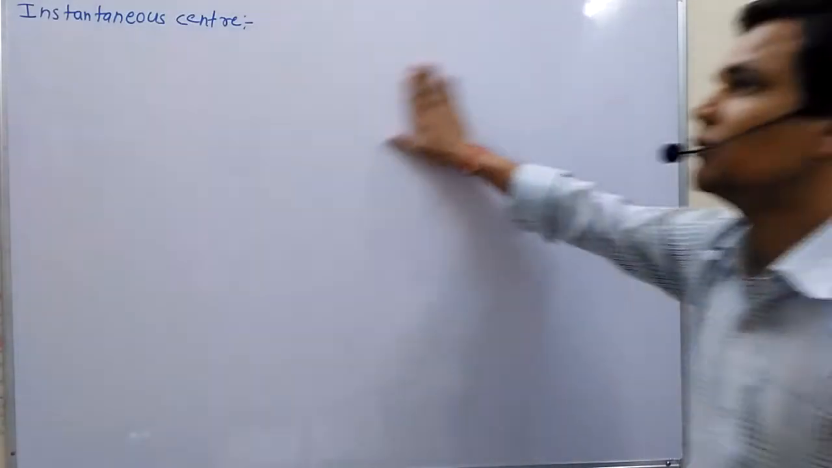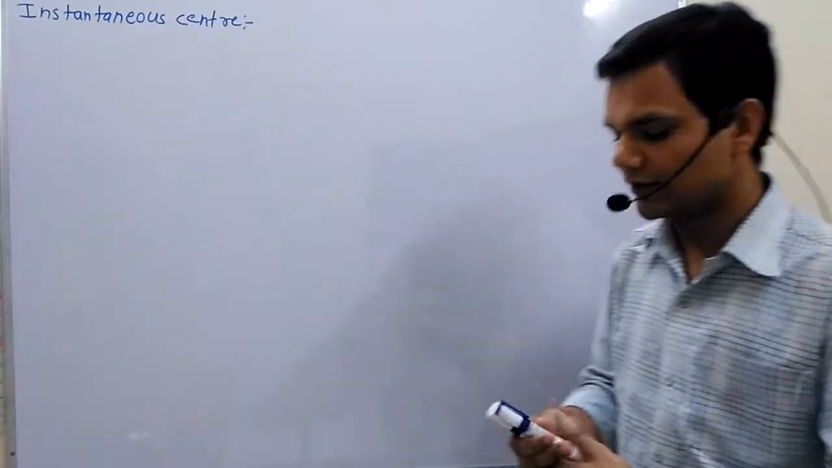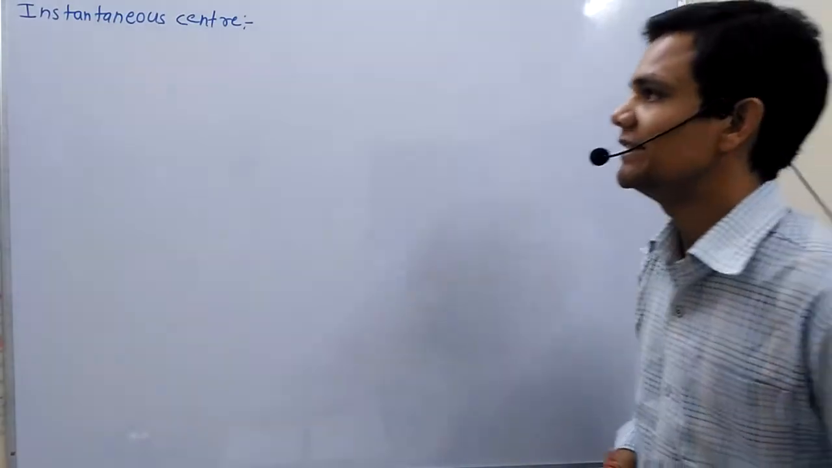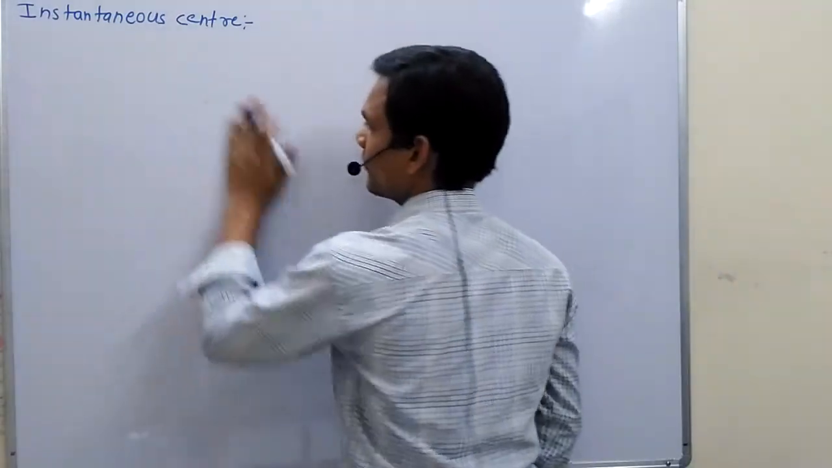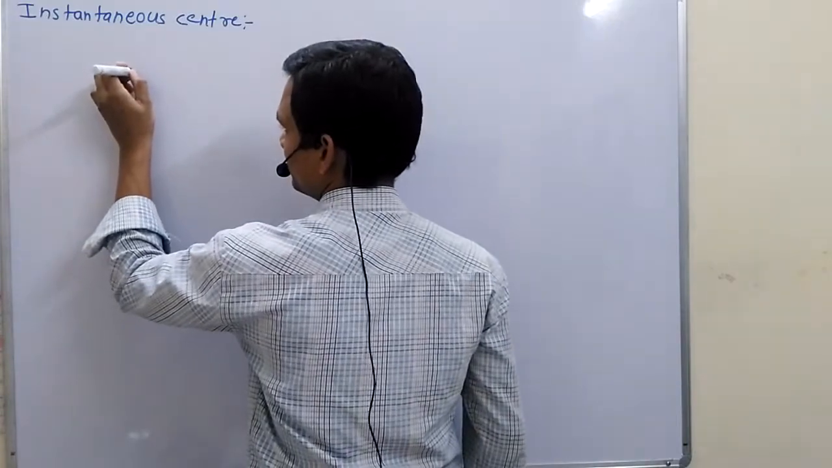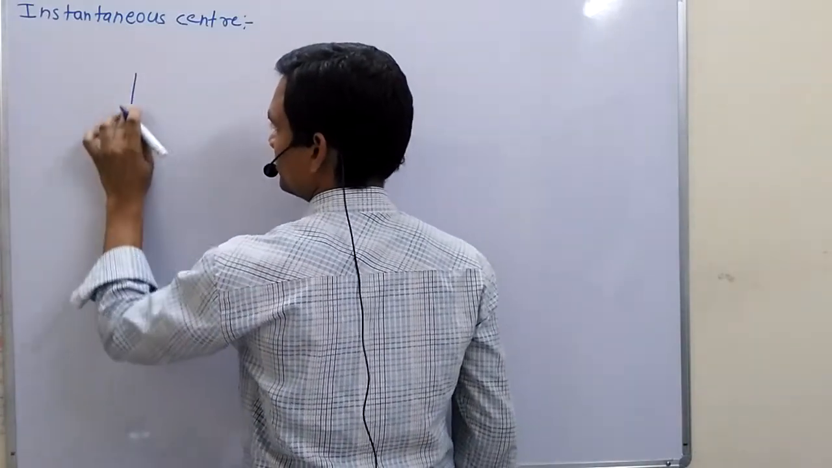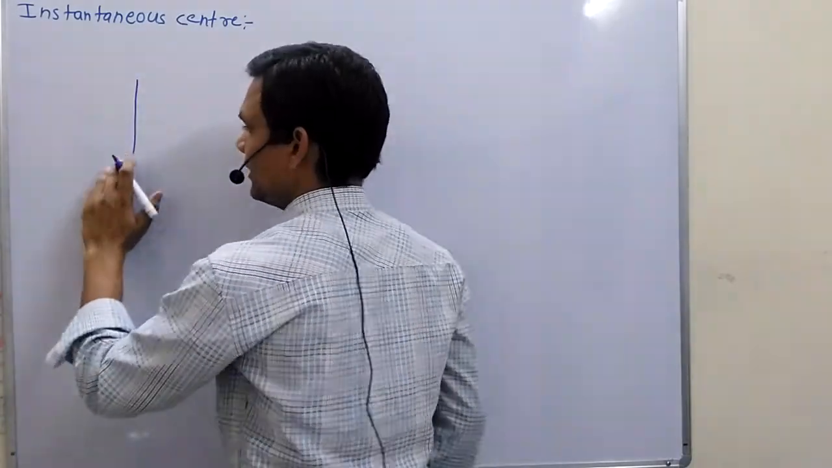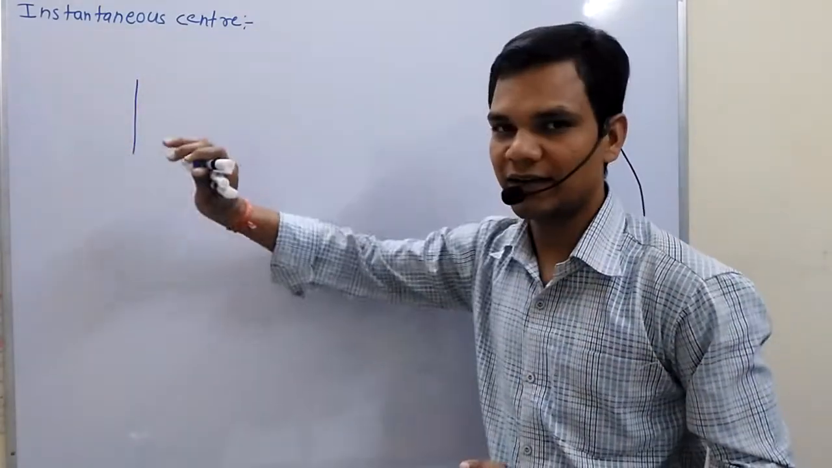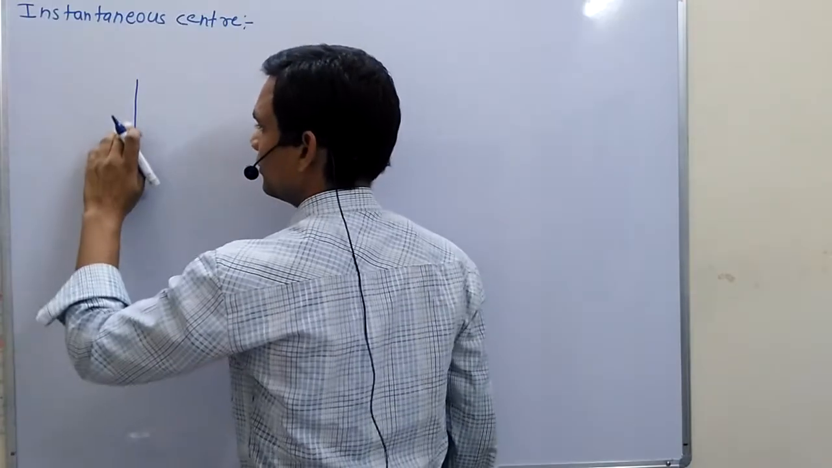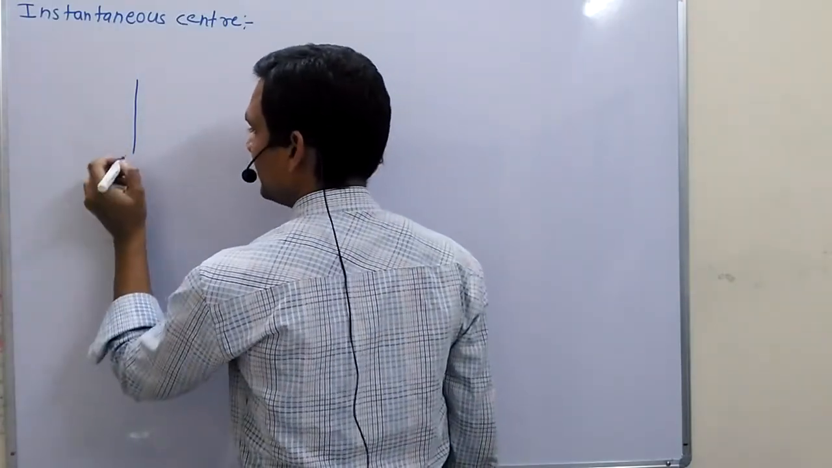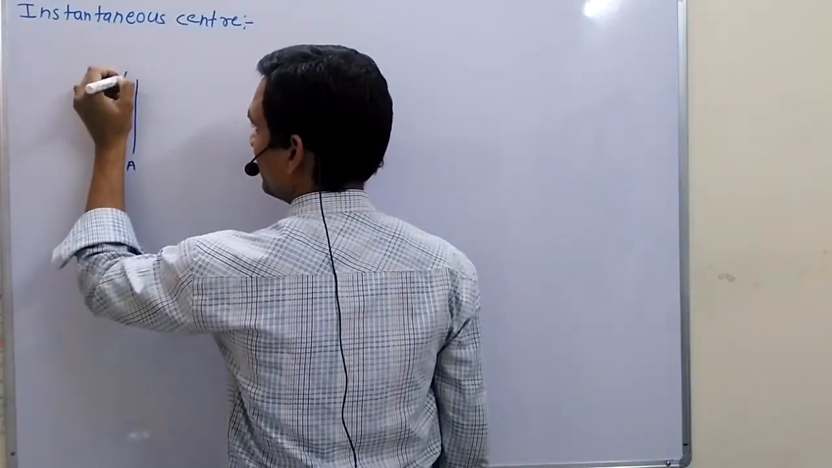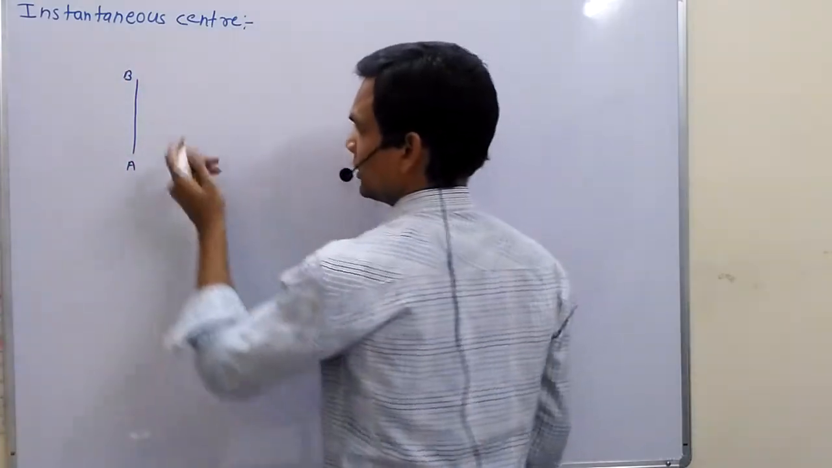We will discuss instantaneous center. Suppose this is a link, part of a mechanism. Suppose link AB is in general motion.